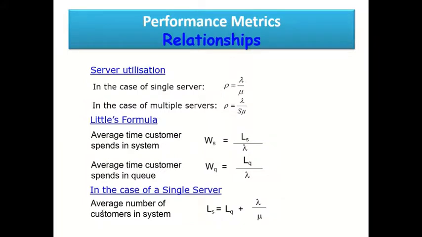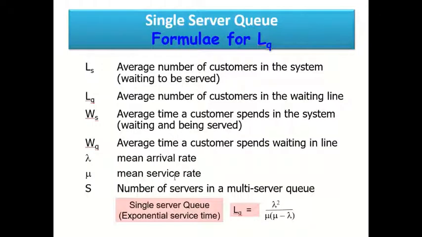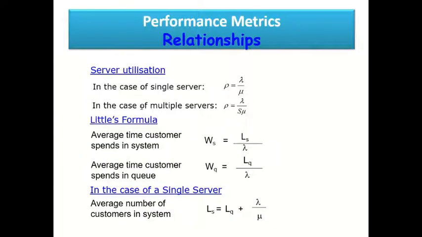Then there are some other common performance metrics or measures which are used in queuing systems. One is server utilization, and in the case of a single server system, the server utilization is represented by the symbol rho, and it is given by lambda divided by mu, where lambda is the mean arrival rate and mu is, as we have seen already, the mean service rate. Similarly, for multiple server systems, the server utilization is given by lambda divided by S into mu, where the symbols mean the same thing. Usually S represents the number of servers.